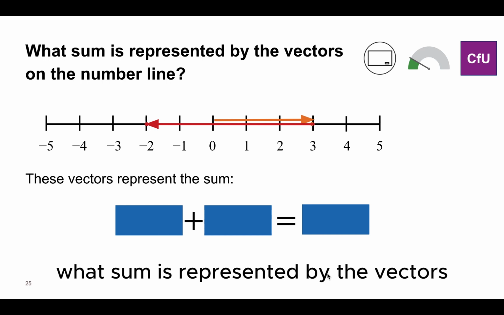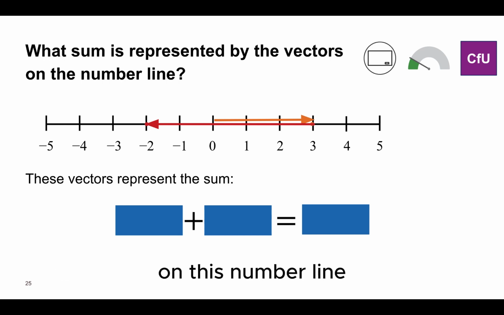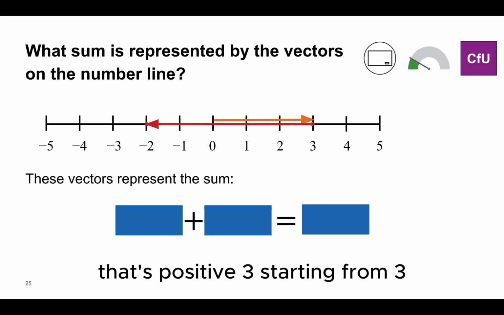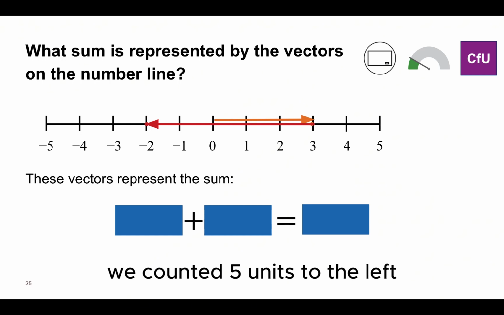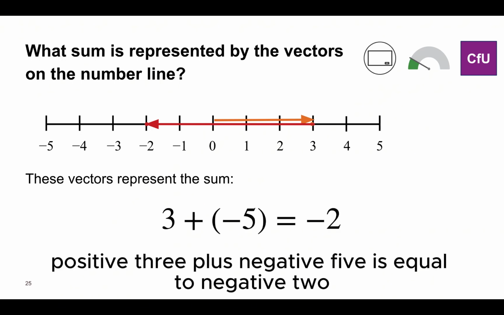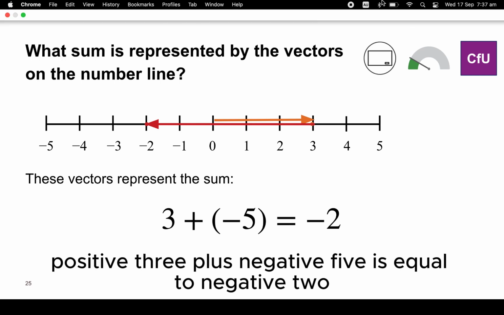Let's look at this question. What sum is represented by the vectors on this number line? First, we have 3 units to the right of 0. That's +3. Starting from 3, we counted 5 units to the left. That would be -5. So we know the vectors represented the sum +3 plus -5 is equal to -2.